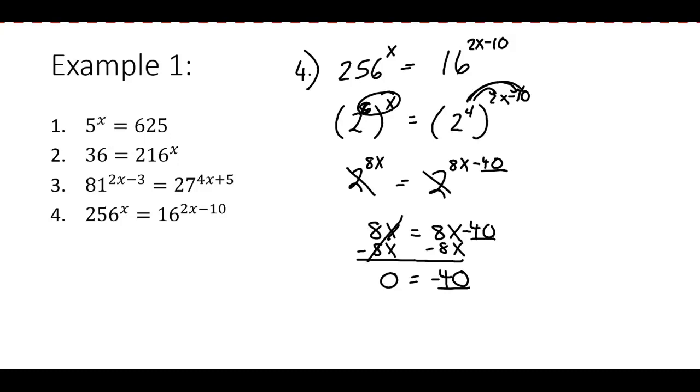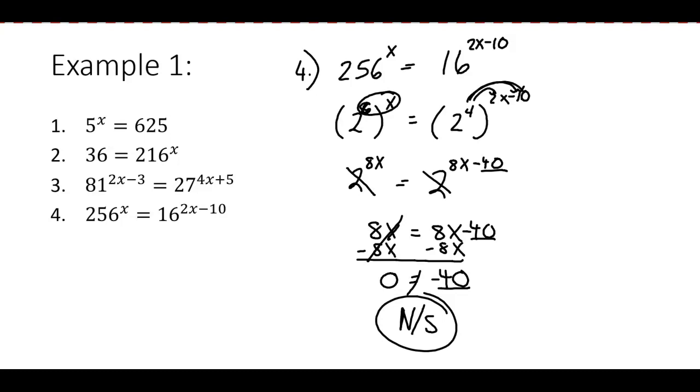My x's went away, and I have 0 equals negative 40. You guys remember what that means? Because that's not true, right? 0 doesn't equal negative 40. The x is gone, so I'm not solving for x anymore. Yeah, that means there's no solution. No solution.